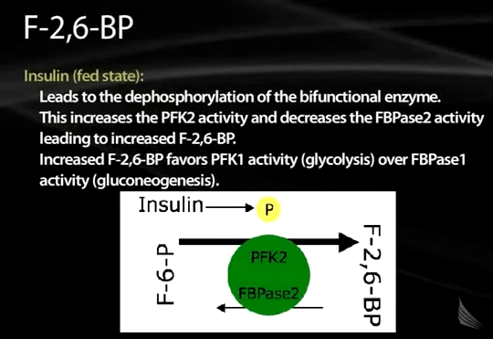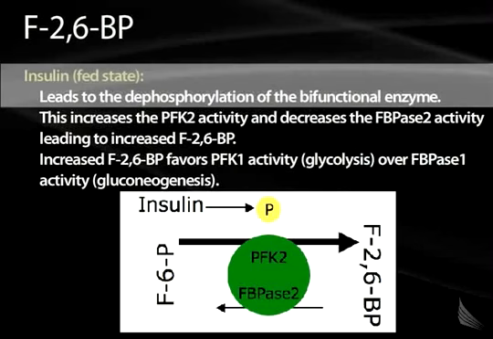On the other hand, in the fed state, insulin levels are high. Remember that insulin leads to the dephosphorylation of enzymes, including the bifunctional enzyme. When the bifunctional enzyme is dephosphorylated, this favors the phosphofructokinase 2 activity, which increases the conversion of fructose 6-phosphate to fructose 2,6-bisphosphate.